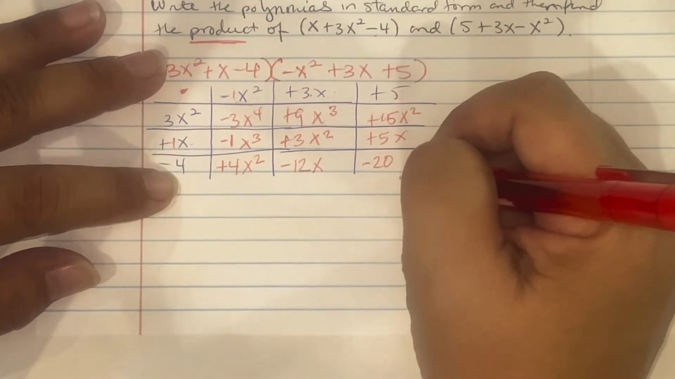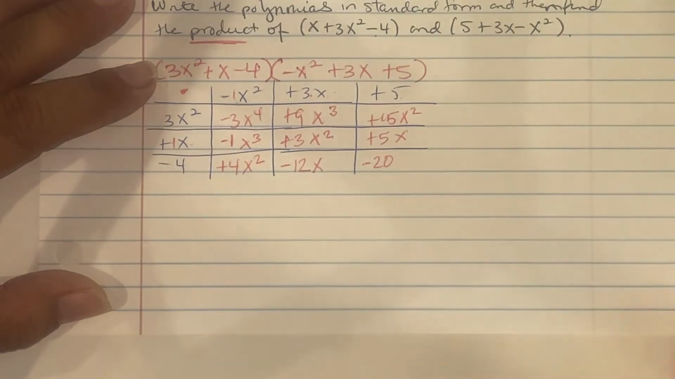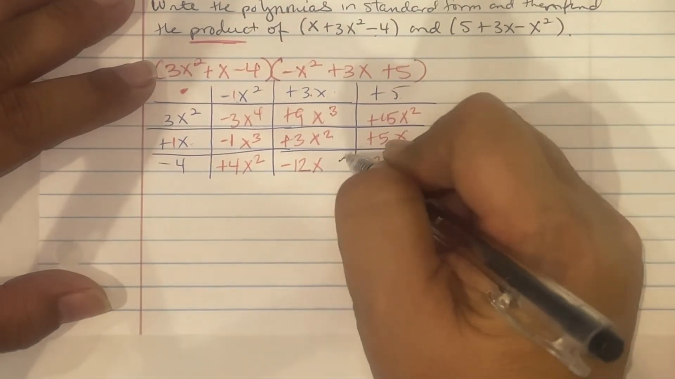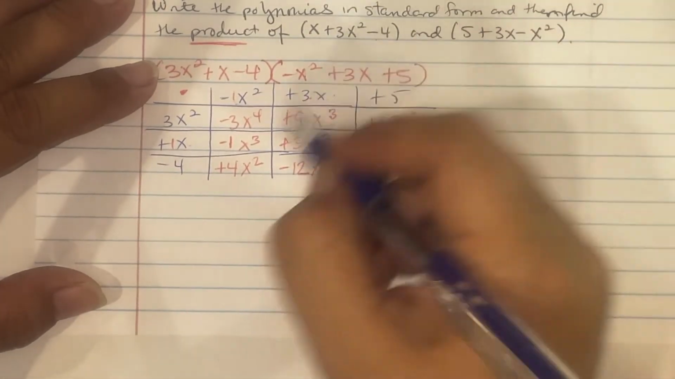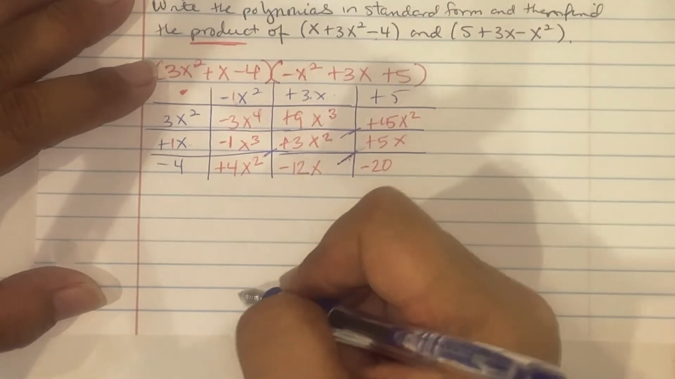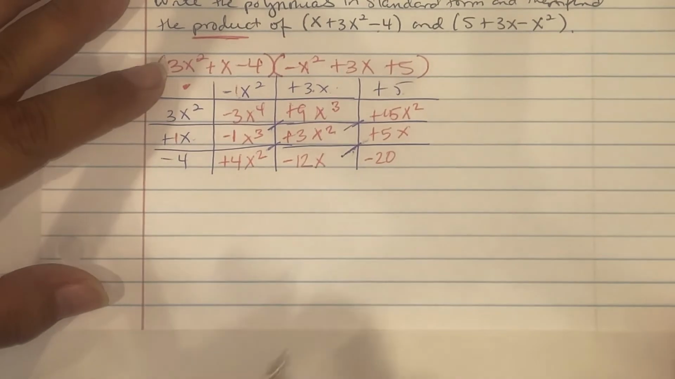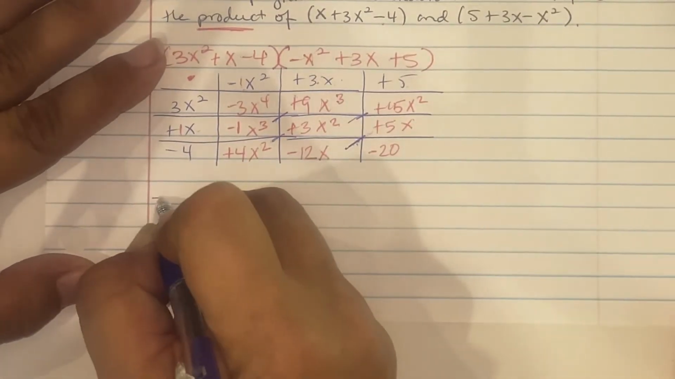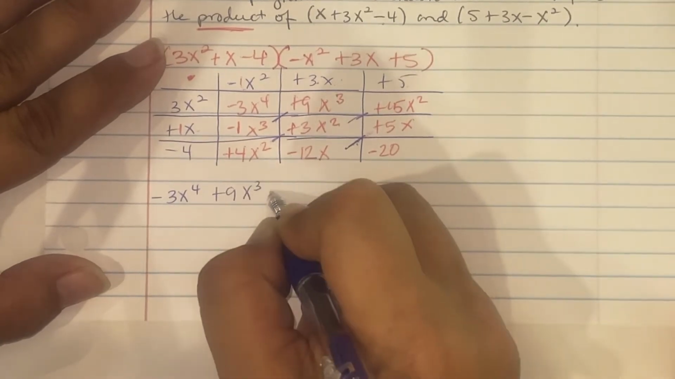Next thing you want to notice is diagonally, you have like terms. These two have the same attachments. These 3 have the same attachments. These 2 have the same attachments. So I'm going to rewrite it as one big line. So we see negative 3x to the 4th, positive 9x cubed, positive 15x squared.